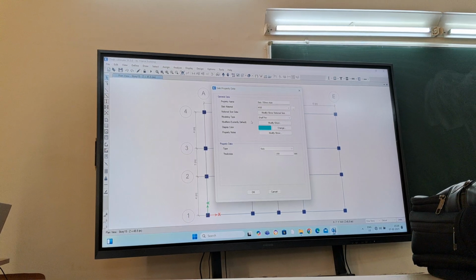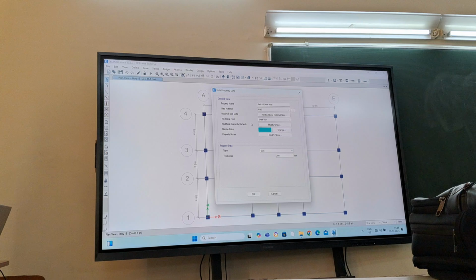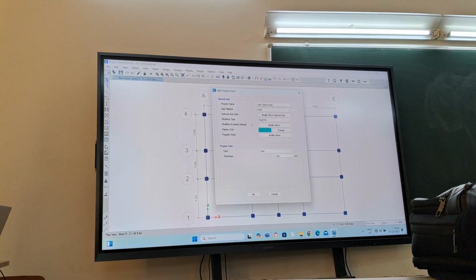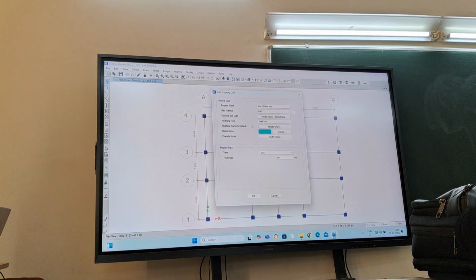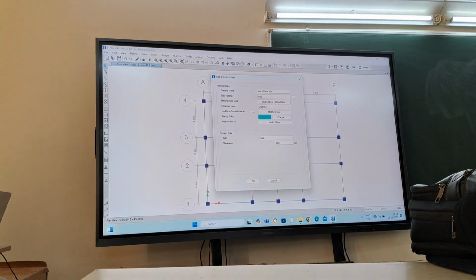And I think you have already learned this when you studied the basic RCC course. You have designed the slab, and normally in slab design, we do not explicitly do the shear check. We just inherently assume that it will be safe. This is the reason you can go for the shell thin option.